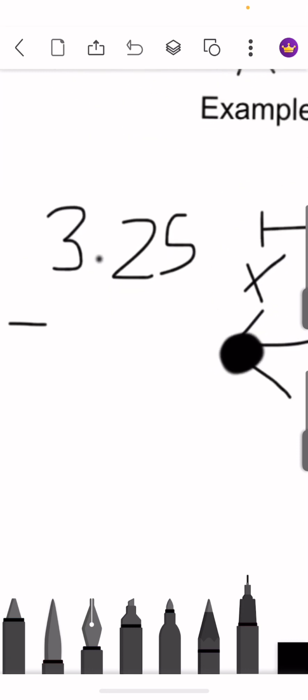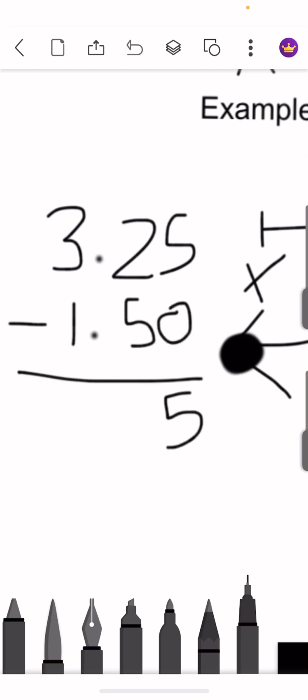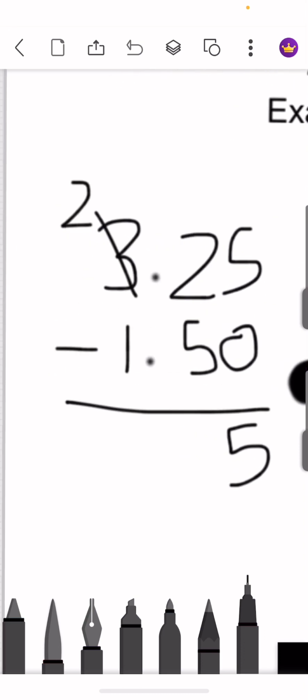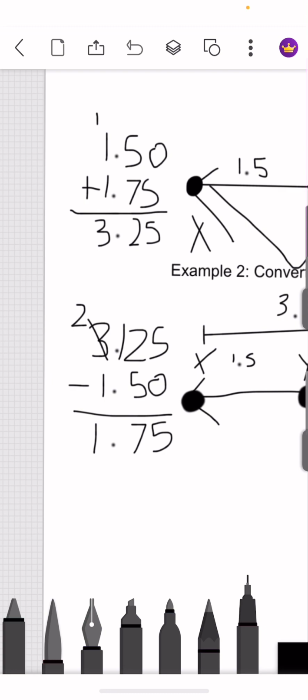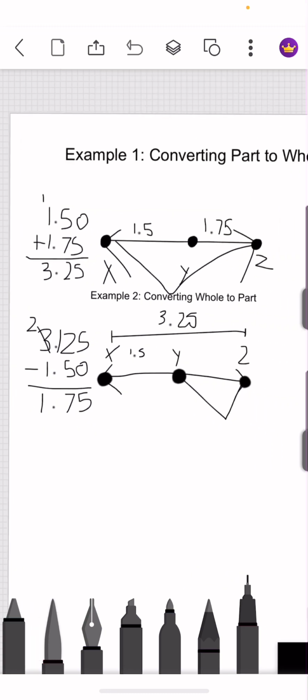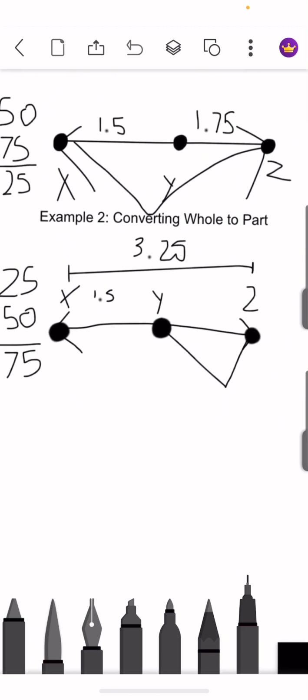minus 1.5. And then 5 minus 0 is 5. 2 does not subtract with 5, so you borrow. Add a 2. Carry the 1. 12 minus 5 is 7. And last but not least, 2 minus 1 is 1. Now I have your answer.